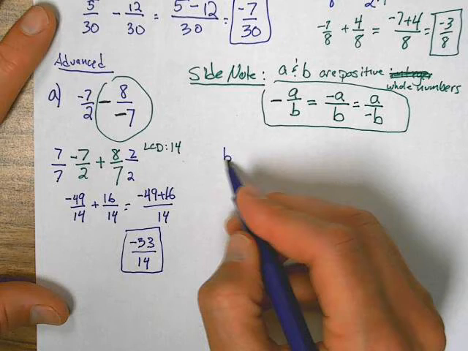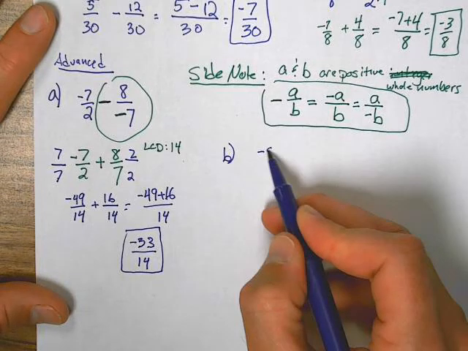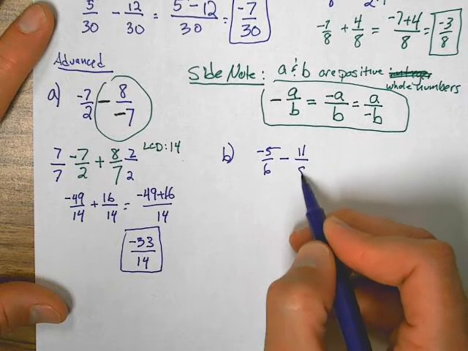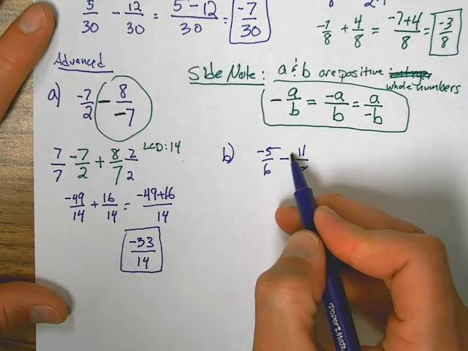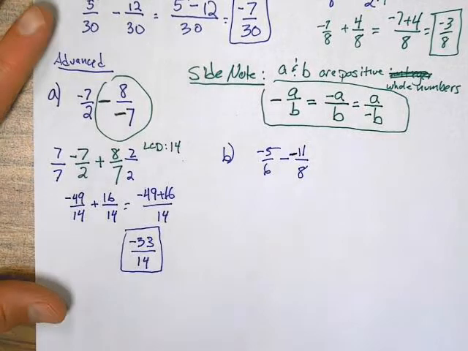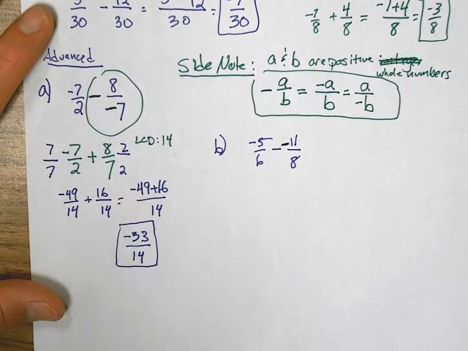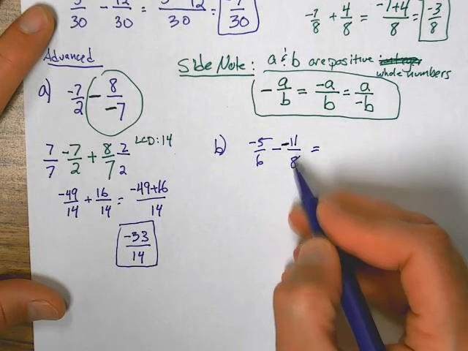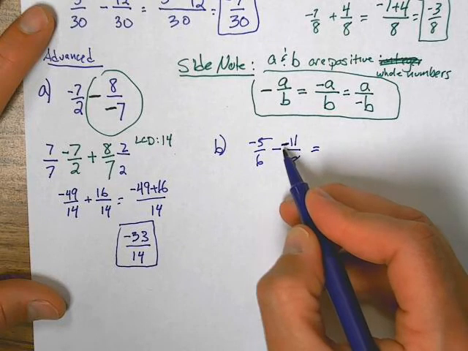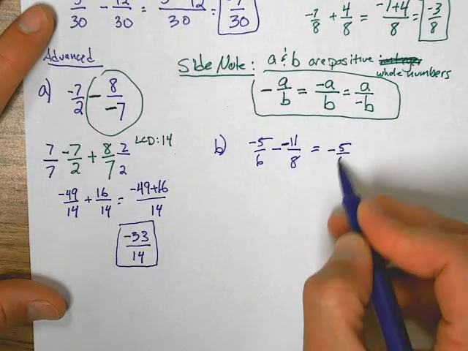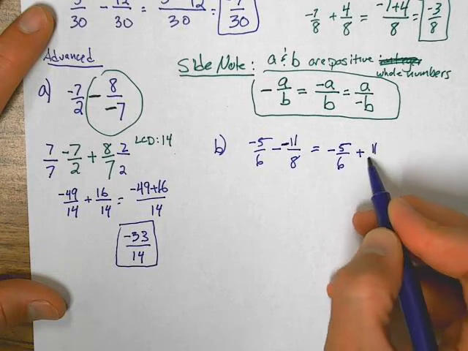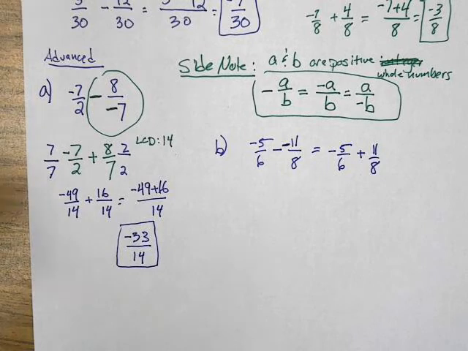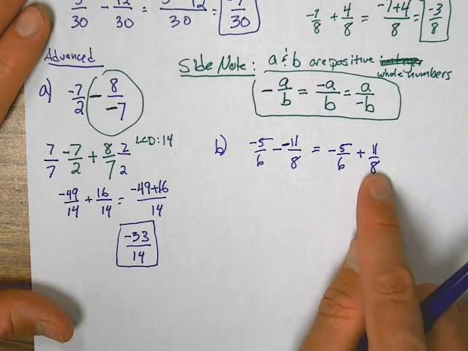Let's look at one more. Say I have negative 5/6 minus 11/8. Actually, let's make this interesting. Let's make it minus negative 11/8. All right. Again, like the last one, the first thing I would notice is I have a negative fraction minus another negative fraction. Minus minus is really plus. So this is the same as negative 5/6 plus 11/8. Now we have to find the LCD of 6 and 8.